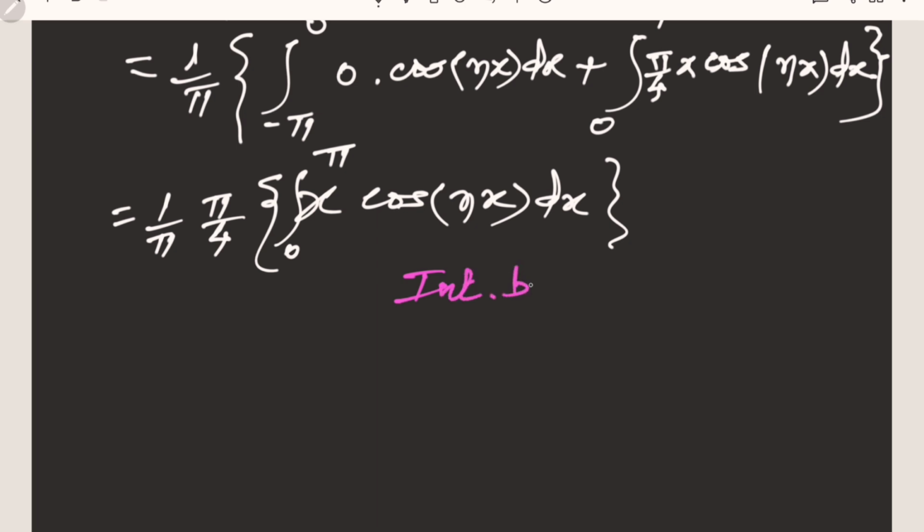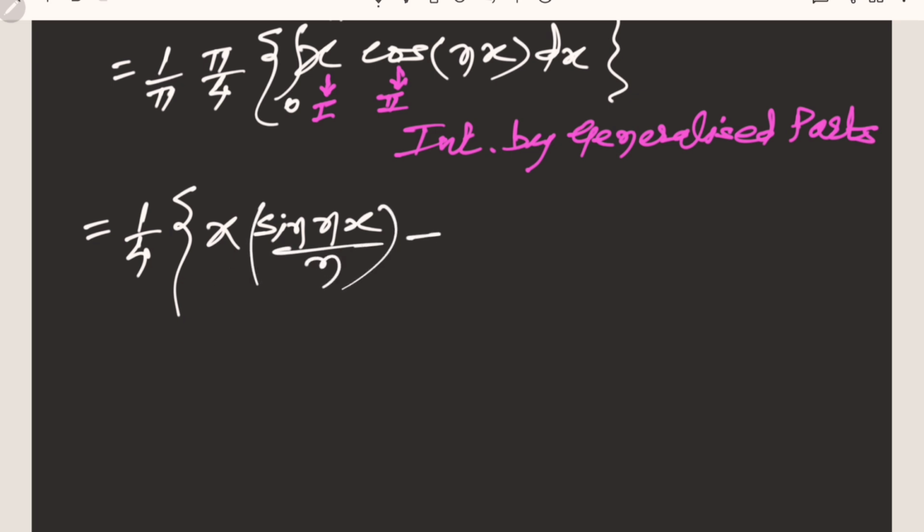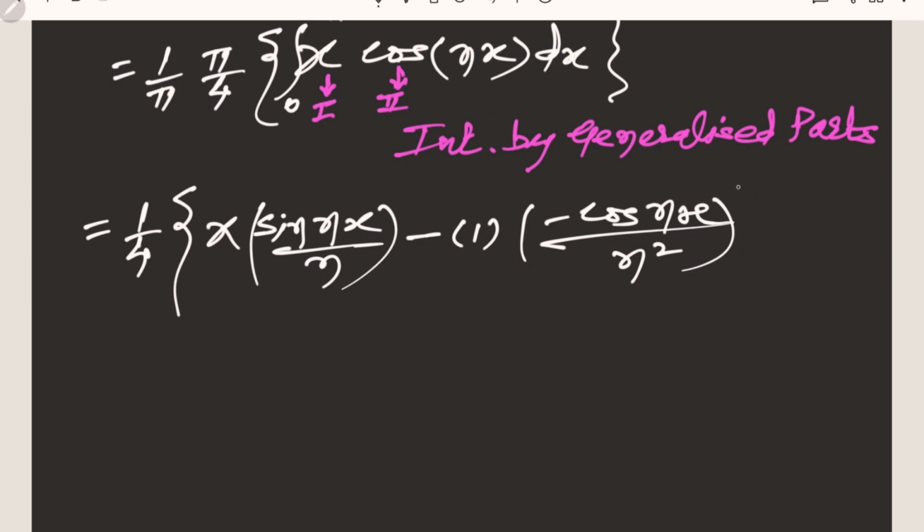A product of two terms, therefore we have to integrate it by generalized parts. X means algebraic, cos means trigonometric. Therefore x must be the first and cos must be the second term as per the LIATE rule. Therefore pi gets cancelled, we get 1 by 4. First term x, integration of the second term, integration of cos is sin nx by n, minus derivative of the first term which is 1, next integration of sin is minus cos nx by n square. Next derivative 0, therefore we stop here, with limits from 0 to pi.